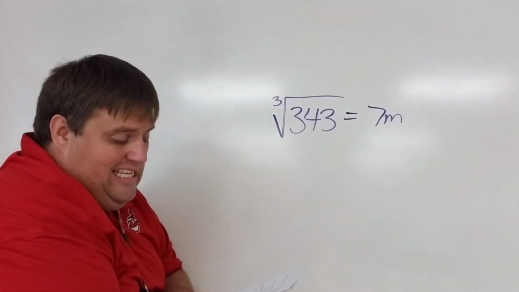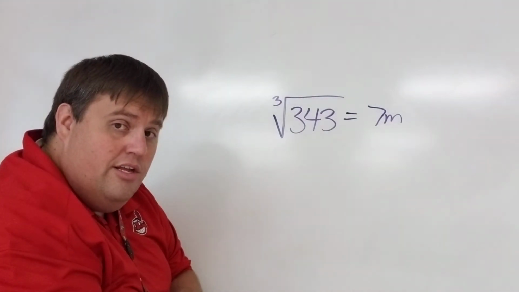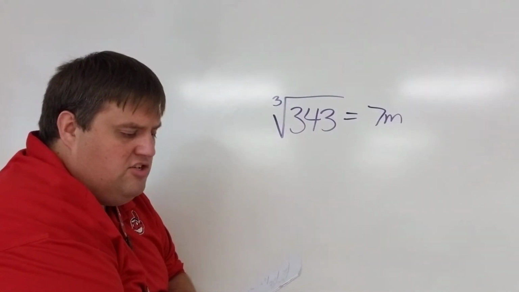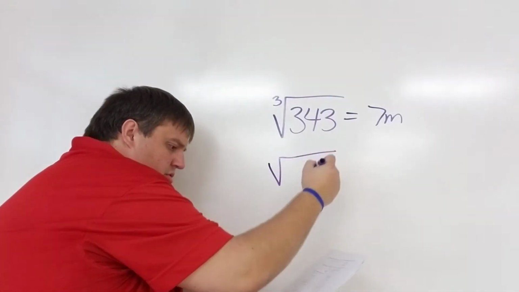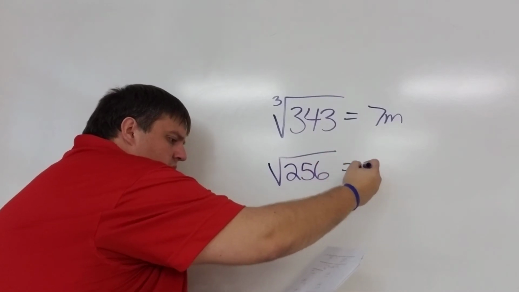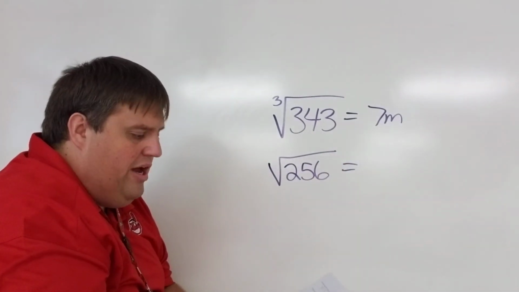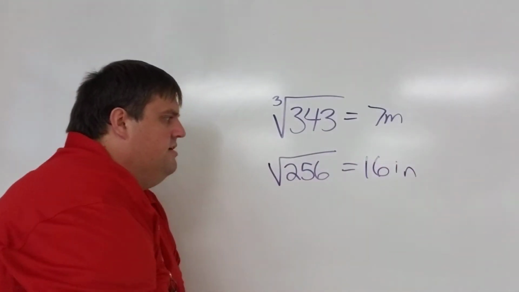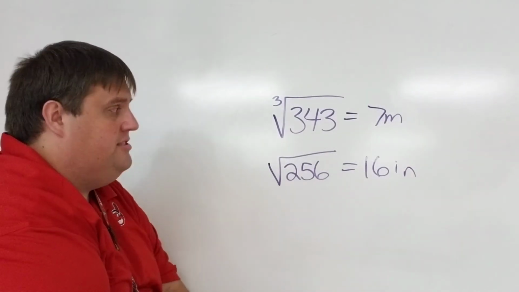Number 17, the area of a square picture, if you hear square, you should be thinking square root, is 256 inches squared. How long is each side? So this time we're going to square root 256. We only need the positive answer because we're talking about the length of a square. So the answer is 16 inches. Again, make sure you show this part.